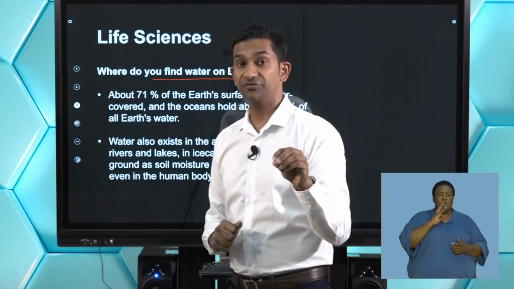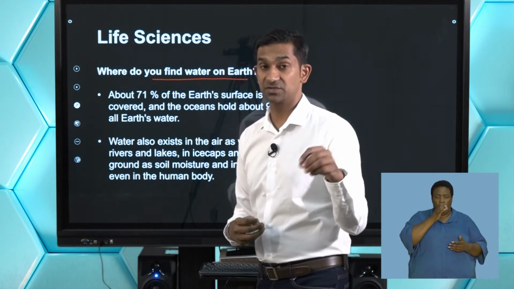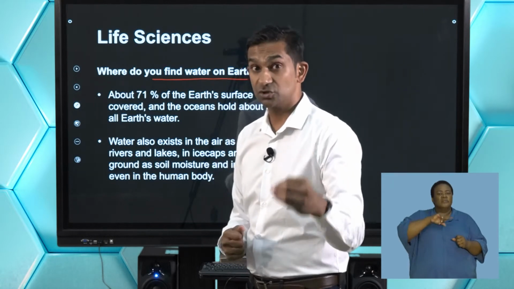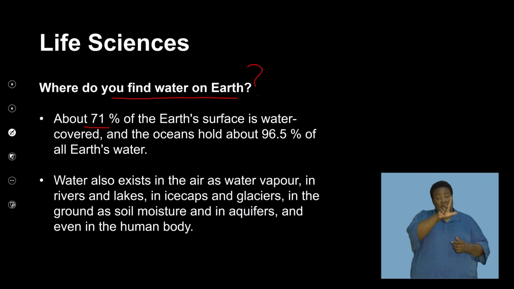That's an important factor when we look at what we're exposing ourselves to in terms of water, and the impact that we have on water bodies that we're able to consume or drink from. About 71% of the Earth's surface is water, and that includes our oceans, seas, rivers, streams, lakes, and dams. The ocean holds about 96.5% of all of Earth's water.